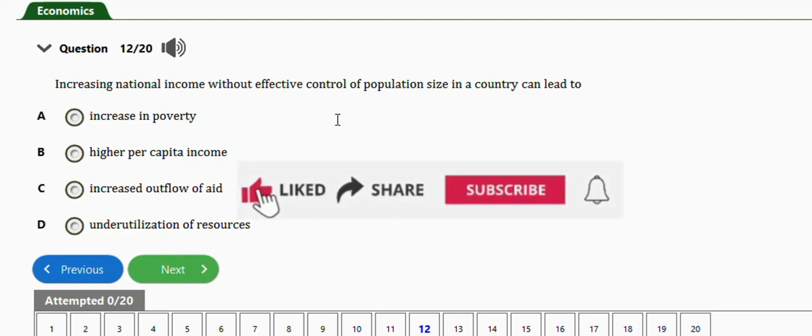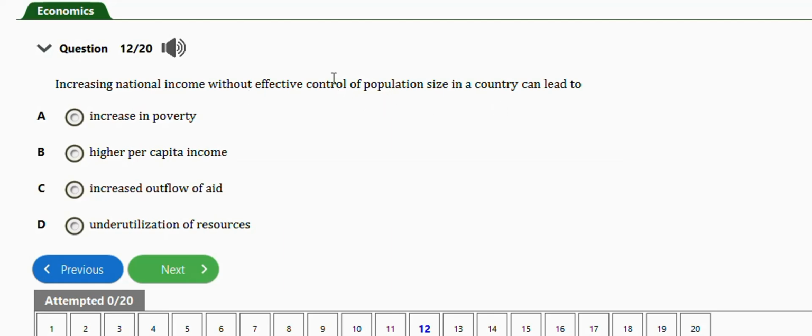So this question says increasing national income without effective control of population size in a country can lead to increase in poverty, higher per capita income, increased outflow of aid, underutilization of resources. Right answer is option A, it can lead to increase in poverty.